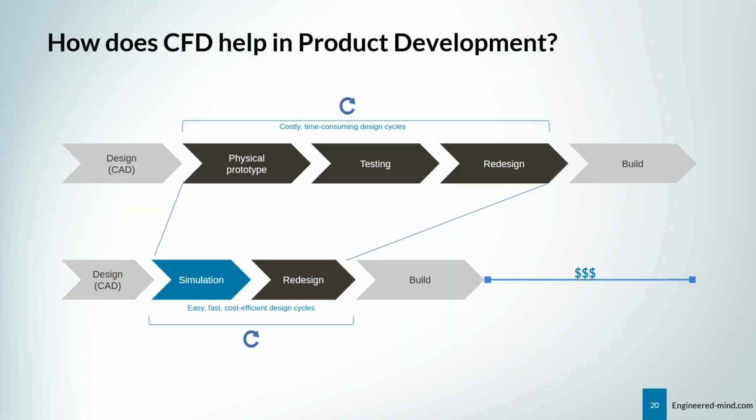So how does CFD help us now? As I mentioned, we have at the beginning the CAD model that we want to simulate. In the usual product development process, as it has been done earlier, you have the prototype, test it, redesign it, which is quite costly and time consuming, and we can reduce the cost as well as the time to build the product by using simulation.